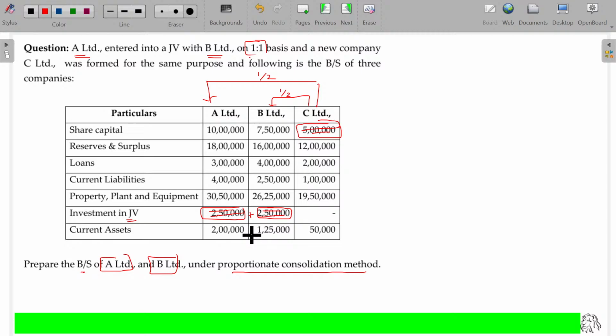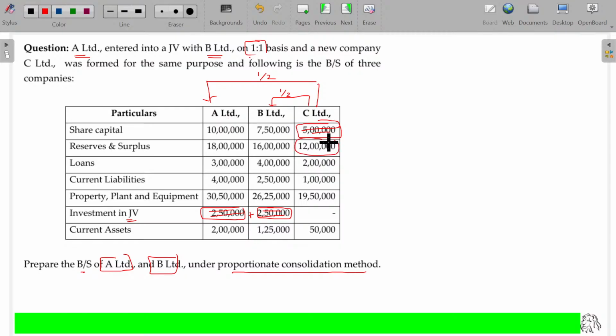So, while consolidation, investment is eliminated with the equivalent share capital. So, the worth of C Limited's equity share capital is 5 lakhs, and in case of A and B also, investment is equal to 5 lakhs, 2.5 lakhs plus 2.5 lakhs, 5 lakhs. There is no excess payment or underpayment. In case of excess or underpayment, of course, you can consider this being either capital reserve or goodwill. Okay, here equivalent amount. Now I have to do line by line addition.